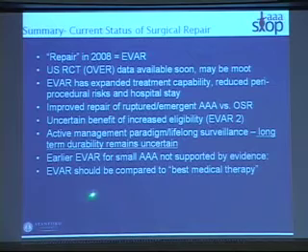And obviously, EVAR should be compared to best medical therapy for smaller aneurysms, and this is incumbent upon us to define exactly what best medical therapy is.